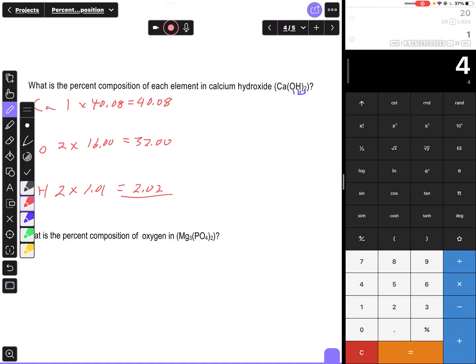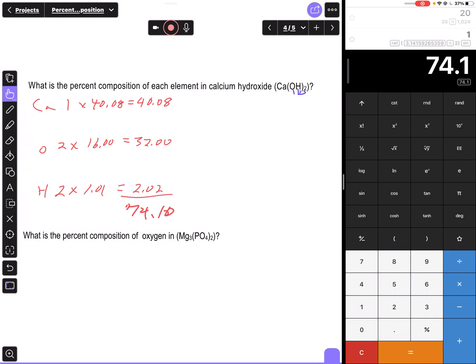So that's 40.08 plus 32.00 plus 2.02. It equals 74.1, but I'm going to go 2 decimal places, so I'm going to say that's 74.10. And that would be grams per mole if I was looking at just molar mass.